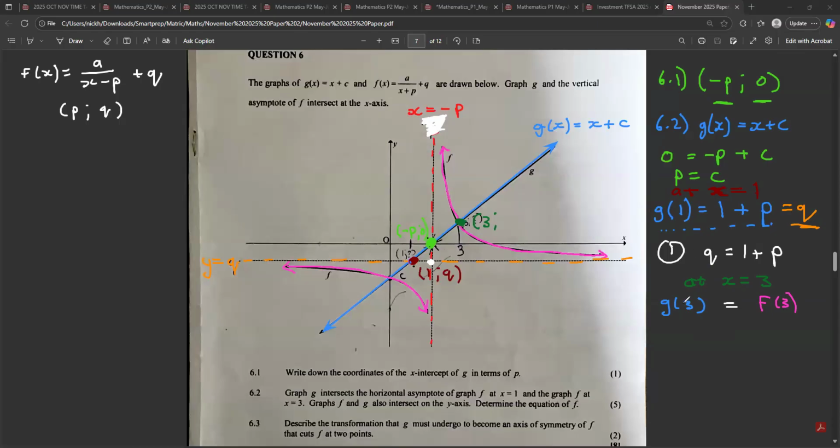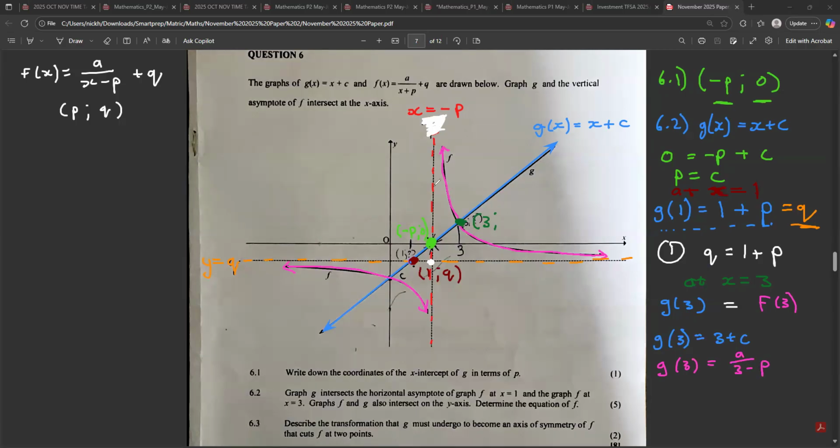Now for g of 3, we can actually just put in 3. By the way, if you get a question like this, when they give you information and you think, well, I'm not going to be able to get this, that's okay. You can just say, well, I plan on getting some method marks. So I'm going to just put in what g of 3 is because they do tell us that that is important. So g of 3 we know is equal to 3 plus c, and we know that f of 3 is equal to a over 3 minus p.